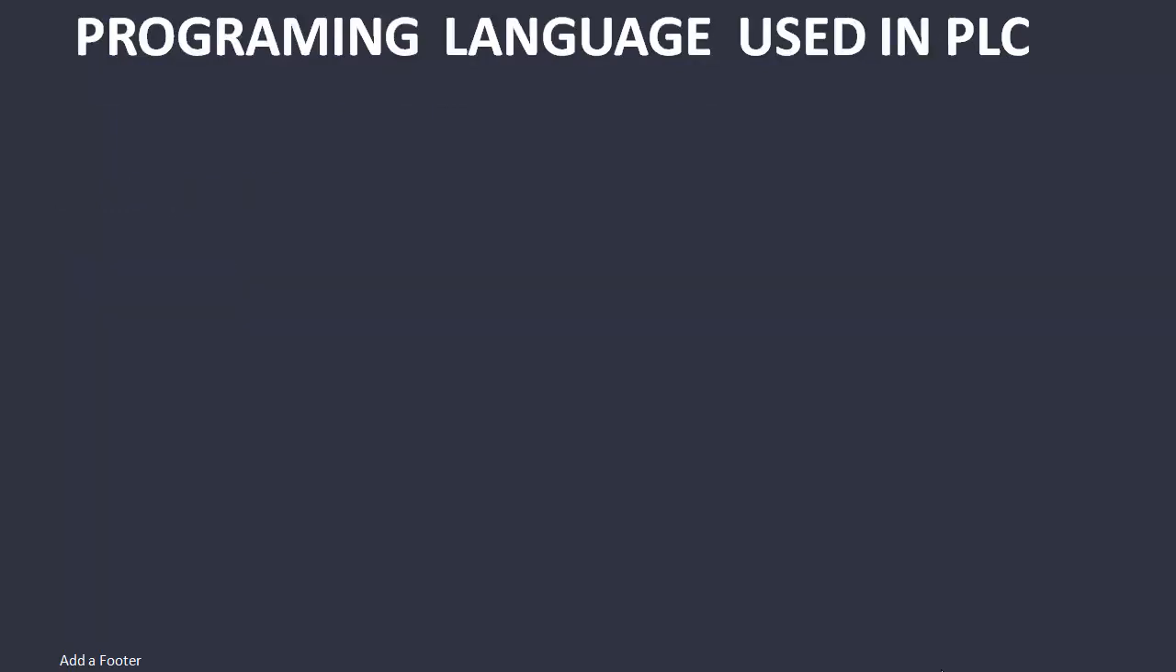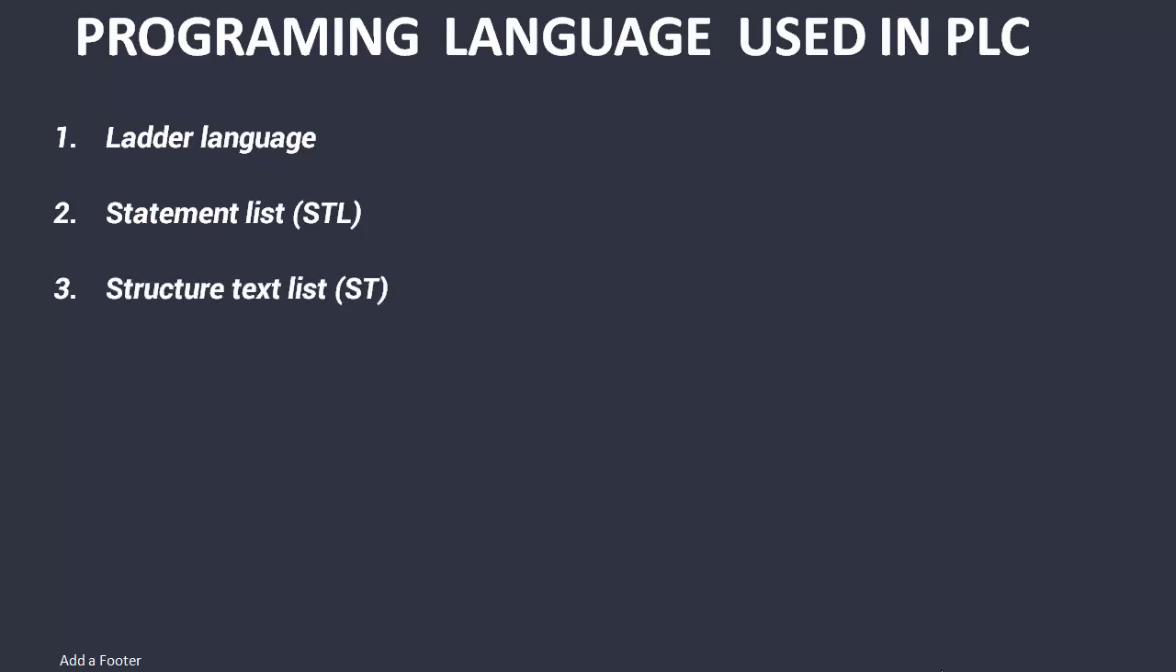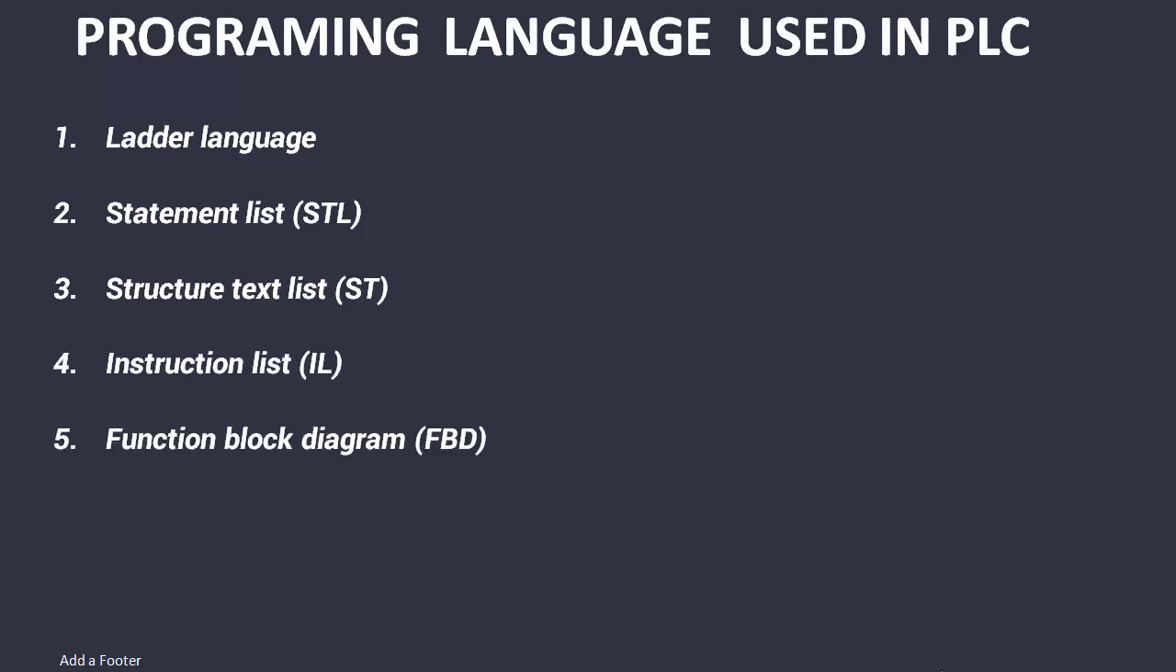Programming language that we use in PLC. The first one is ladder language. This is the most common language that we use. In fact, the programs that we are going to study in the coming course are based on ladder language. Then there are STL, statement list. Then ST, that is structured text. Then there is instruction list. Then function block diagram. Then sequential flow chart.